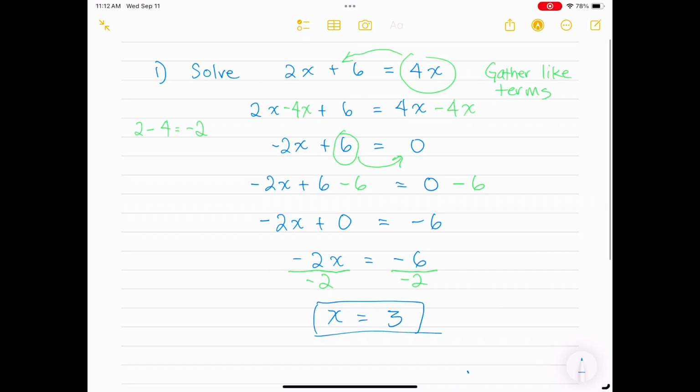And whatever we do on one side of the equation, we must balance by doing on the other side. So on the right-hand side, we have negative 6 divided by negative 2, which equals 3. The left-hand side, negative 2 divided by negative 2 equals 1. 1 times x is x. The solution is x equals 3.